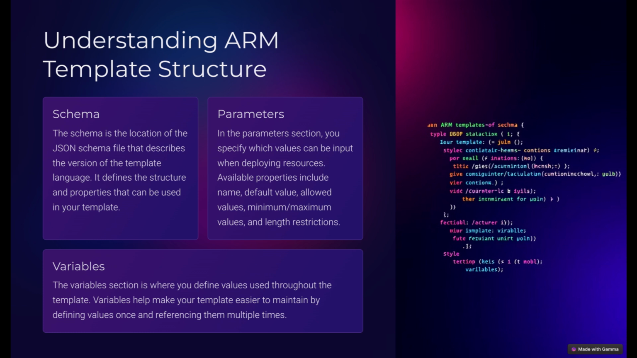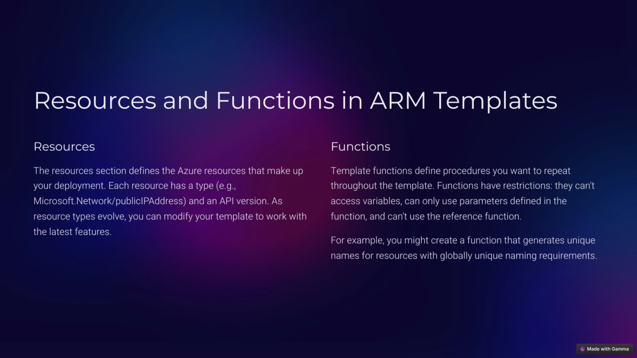Now let's move on to the real meat of these templates. Yeah, the resources, the functions. Exactly. Slide 3, resources and functions in ARM templates. So first up, resources. As the guide says, this is where you define the actual Azure services you want to deploy. Right. And each resource definition includes a type that tells Azure what you're creating, like a virtual machine or a database server.